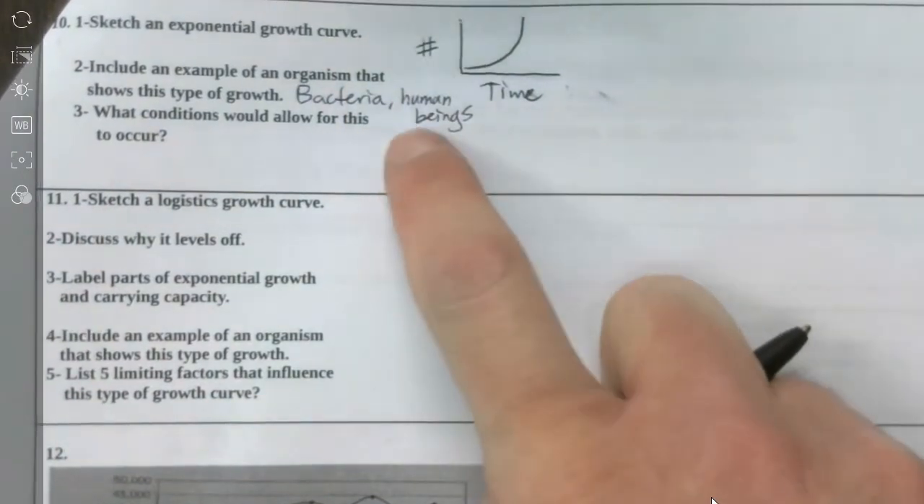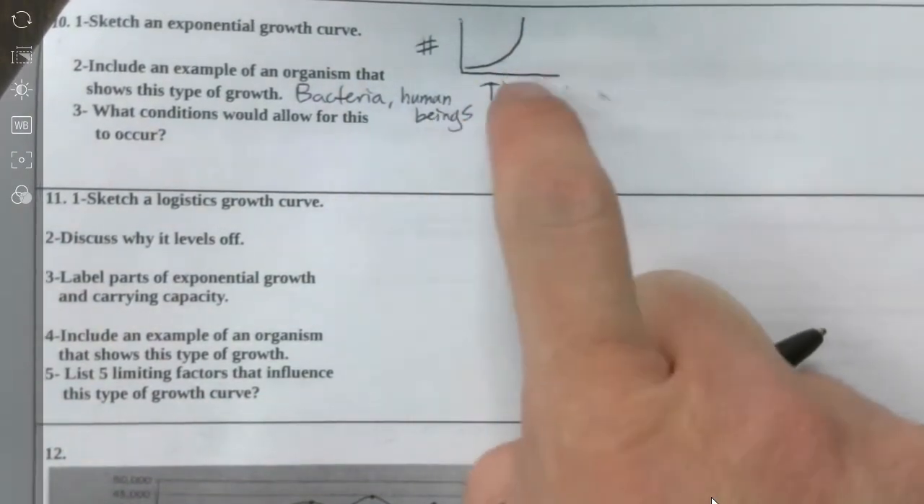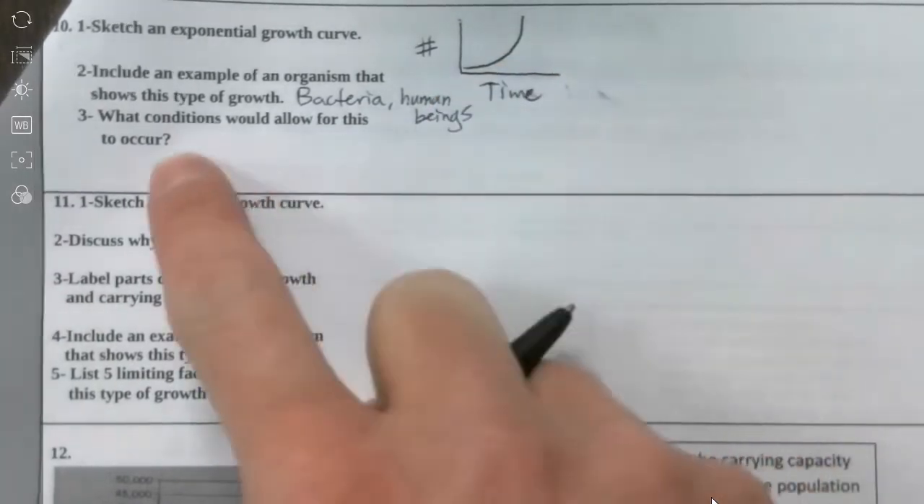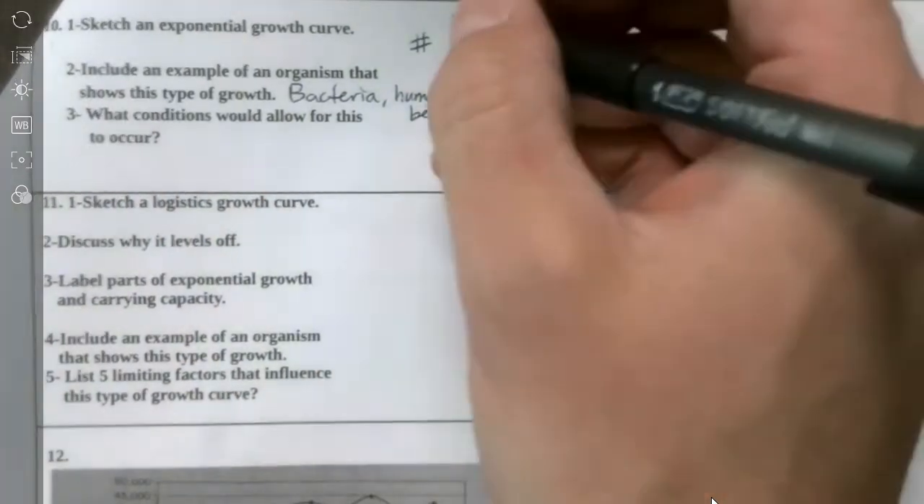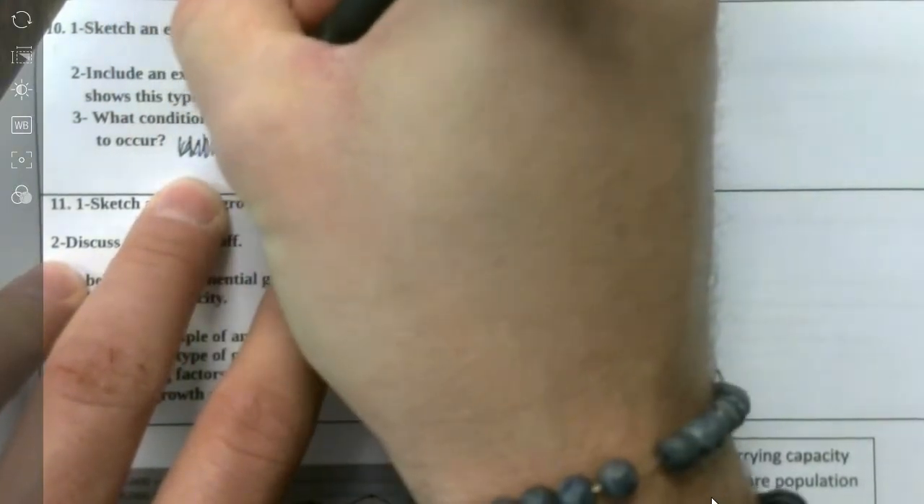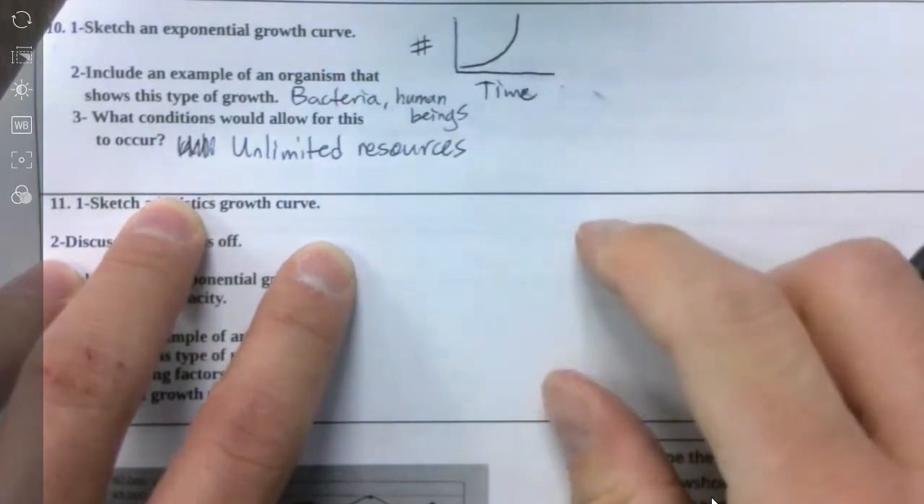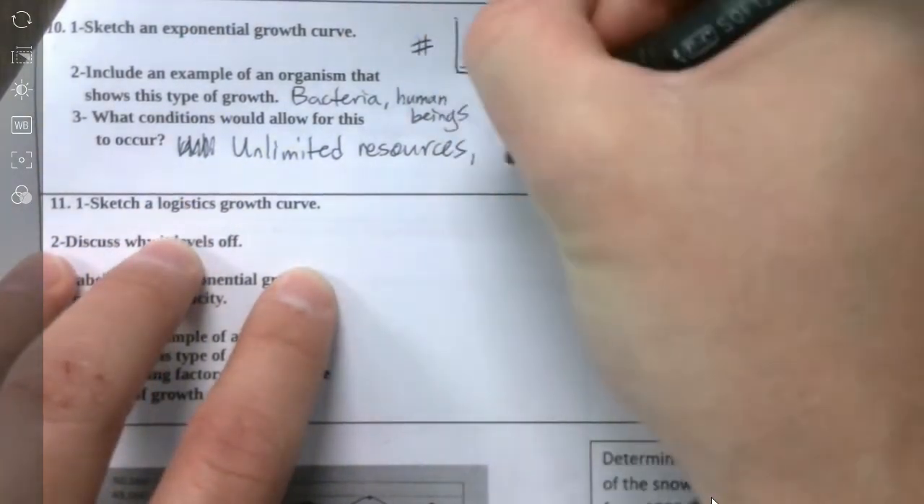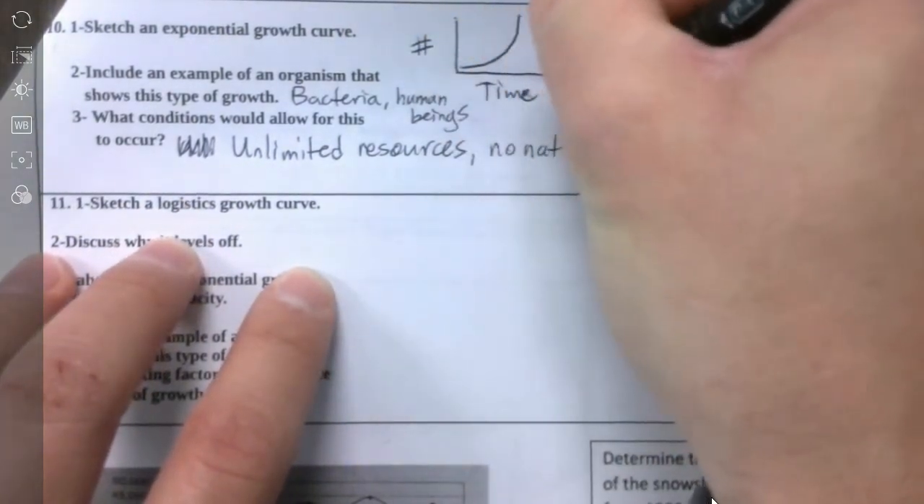Now, the reason why bacteria and human beings would follow this kind of growth pattern is because they have access to unlimited resources and no natural predators.